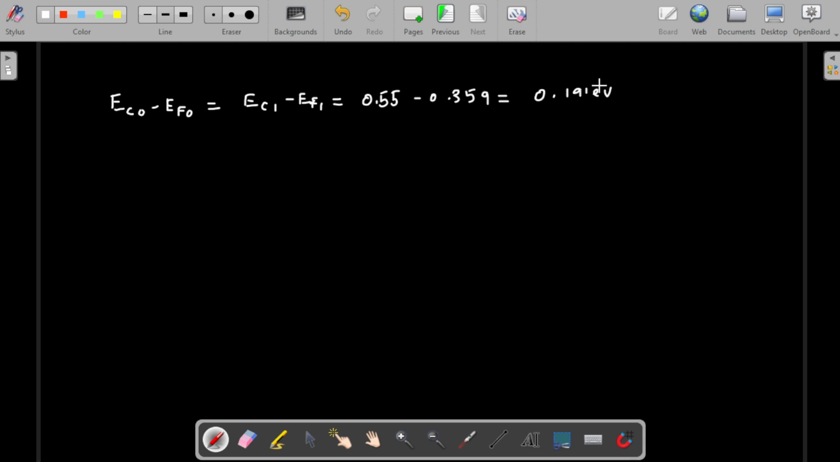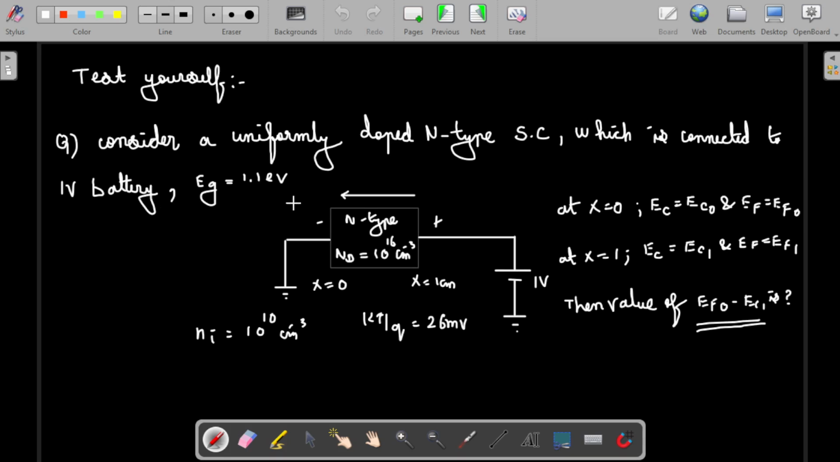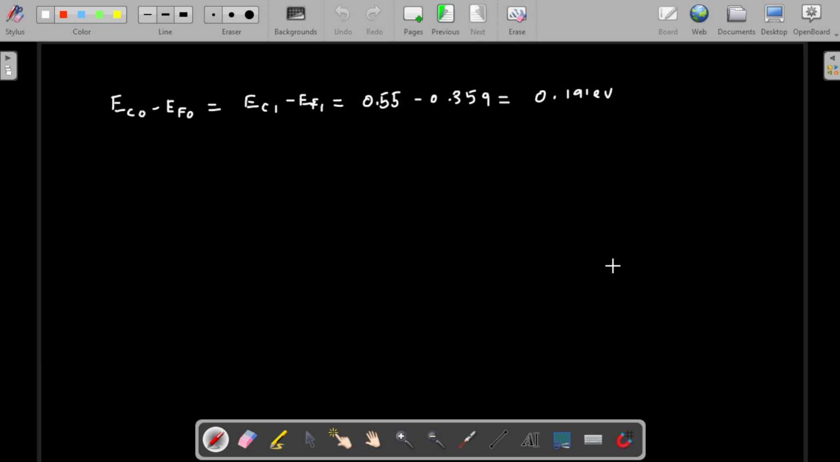So we need to look carefully at all the details. In the question you may ignore that the EG value is given simply, but that is used here. You see every value: the 1 volt we used, 1.11 we used, n type we used, 10 power 16, 10 power 10, kT by q, x equal to 0, 1, everything we have used. All the data given in the question will be helpful in any situation. So let's take this as the third equation.